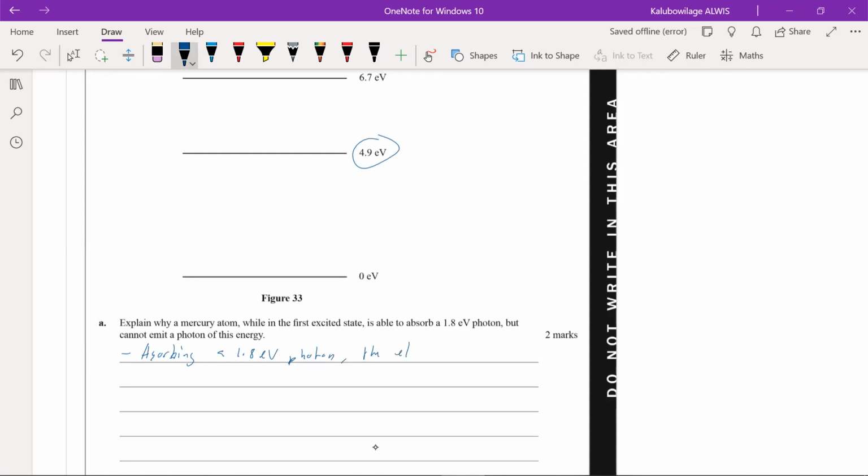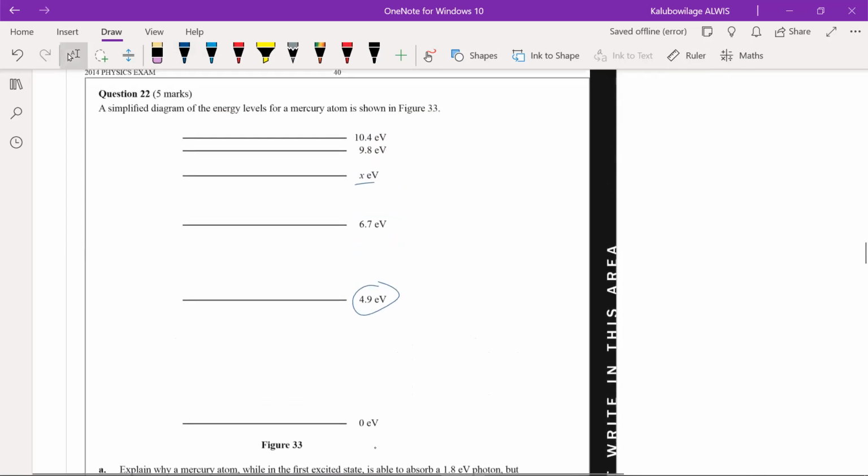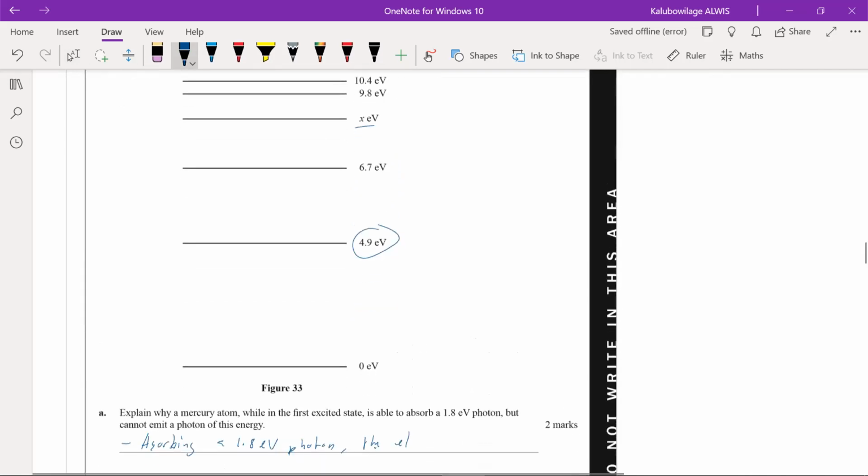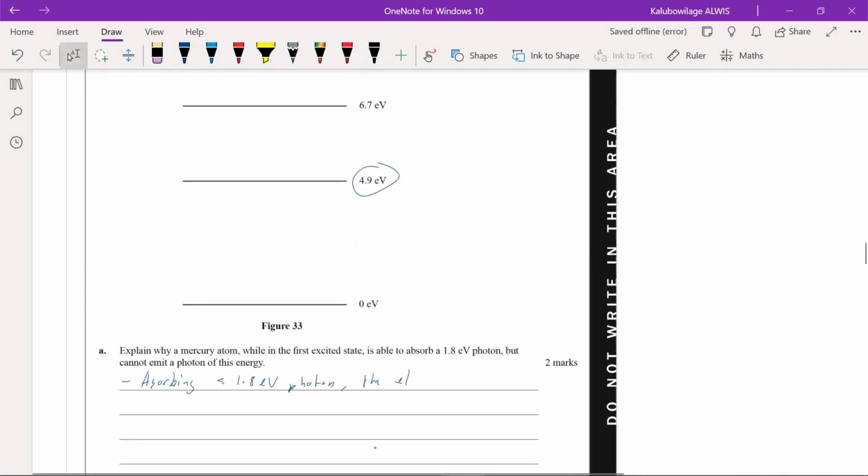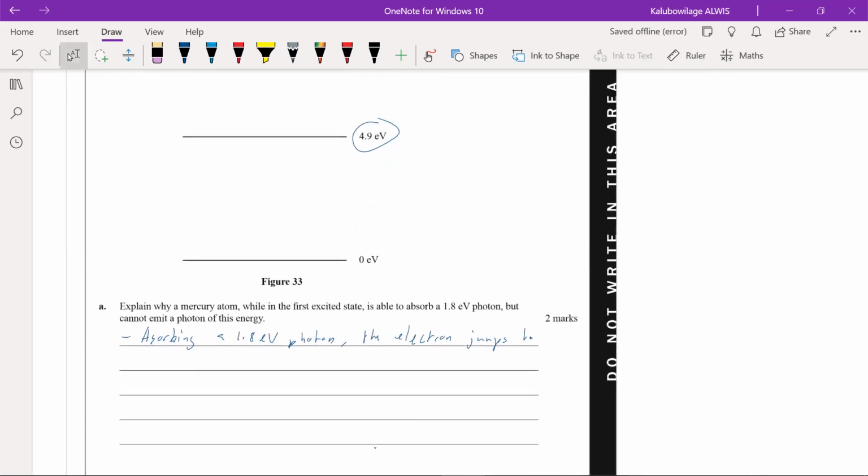The electron can do 4.9 plus 1.8, which is 6.7. The electron jumps to the discrete energy level at the second excited state.